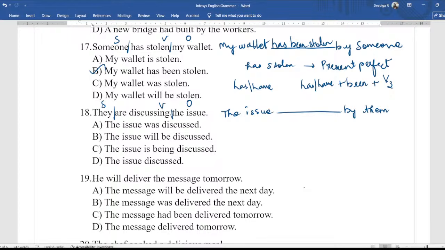So what is this tense? Are discussing is present continuous. So you use is or are. The noun is singular, so you put is here. And I already told you the format would be is or are plus, since this is ing, this is present continuous, you will use being plus V2. V2 is discussed. The issue is being discussed. So the correct answer is the third option.